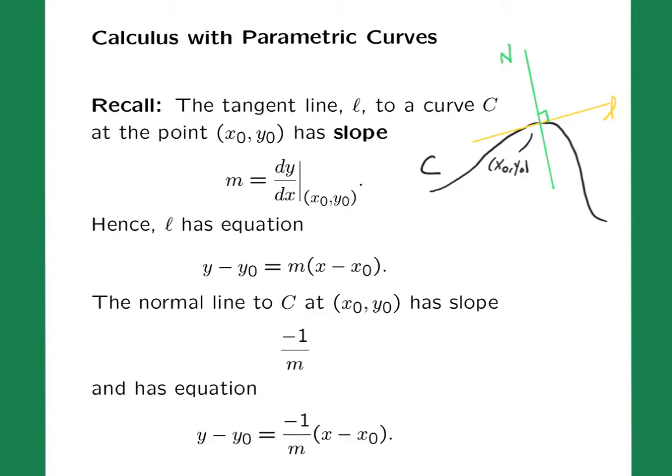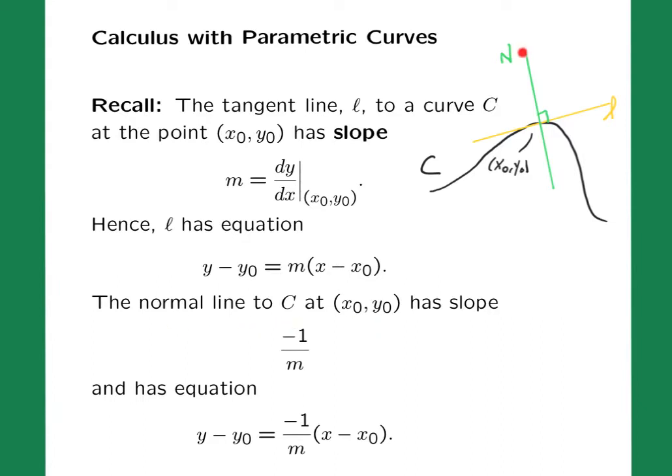So what's the equation of this tangent line? It's y minus our given y value, y naught, equal to m, our slope of this line, which as we said is dy dx evaluated at x naught, y naught, times x minus our given x coordinate x naught.